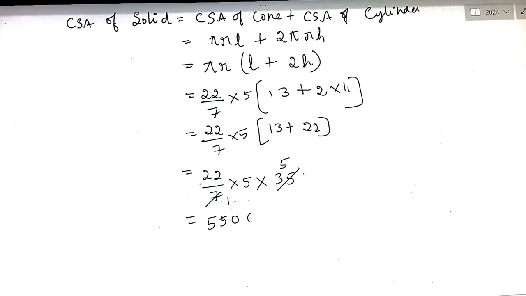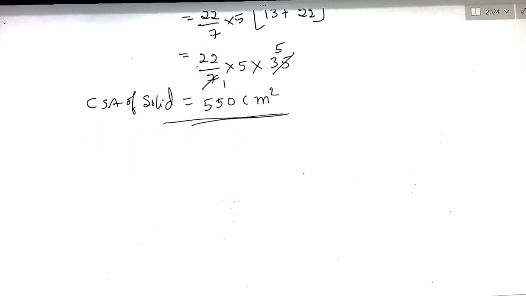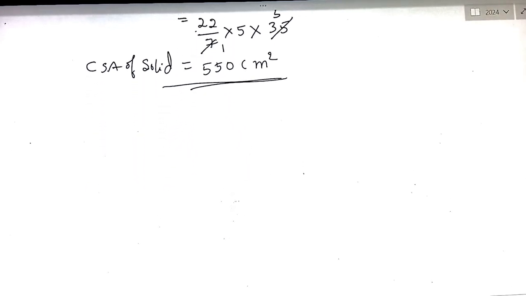Okay, since it is the CSA of the solid, what is the unit here? Centimeter square. So the CSA of the solid is in centimeter square. Okay, the first question is done. Now what did they ask in the second question? The second question is, they asked us to find the volume of the solid.